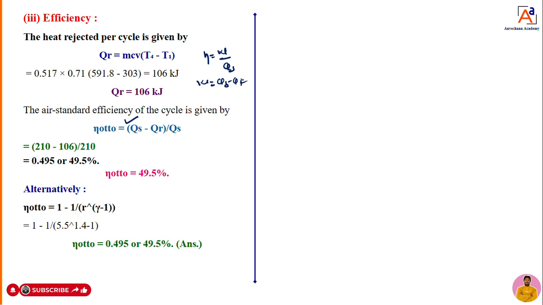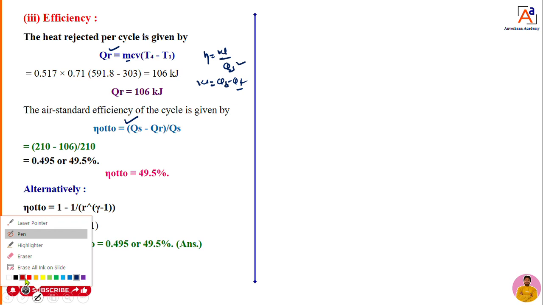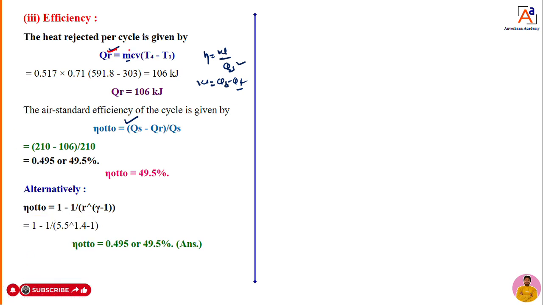So therefore how to calculate QS? QS is already given in the problem, but we don't know the value of QR. That we can calculate with the help of a basic equation. What is that? QR is equal to M into CV into T4 minus T1. But dear students, here I am not taking M equal to 1 kg. I am going to consider how much amount of air you have supplied, that quantity, here now. So QR is equal to M, which is 0.517, that we have already calculated with the help of the ideal gas equation.